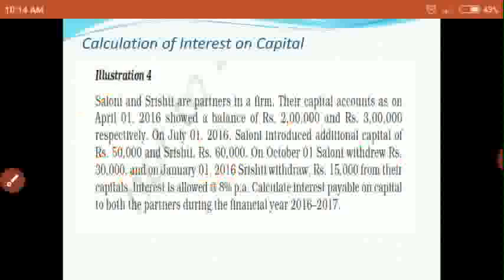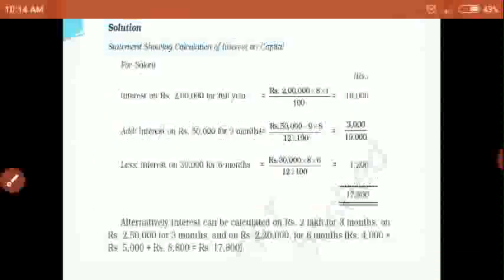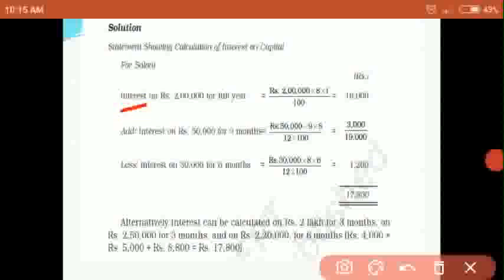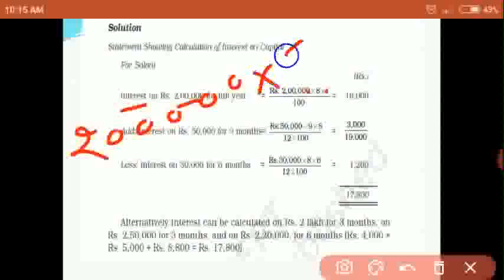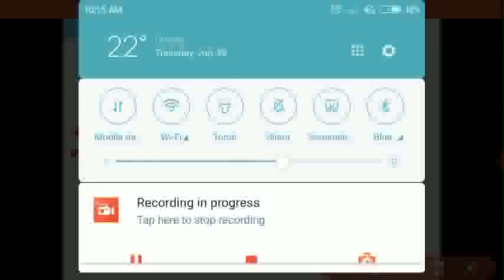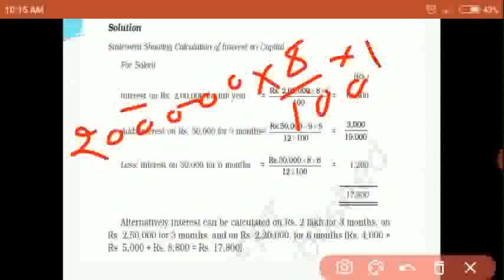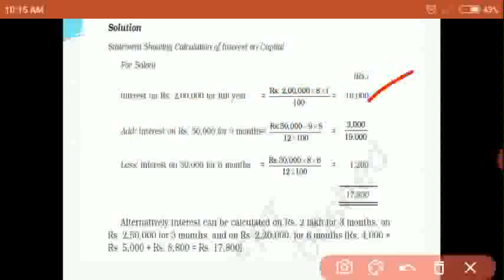Let's see. Interest on capital, 2 lakh for the whole year. 2 lakh into 8% for 1 year, that is 16,000. This is 16,000. Next, you have to add the additional capital interest.